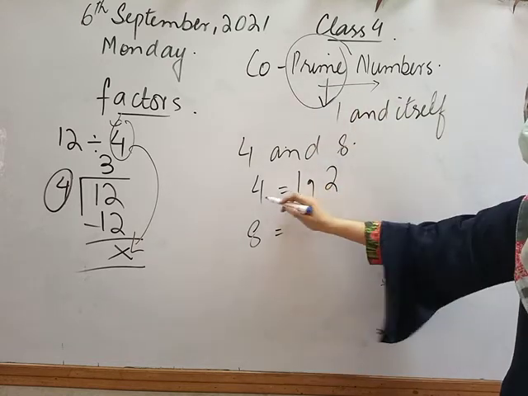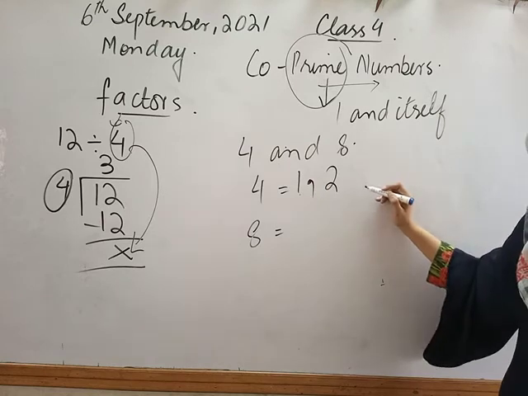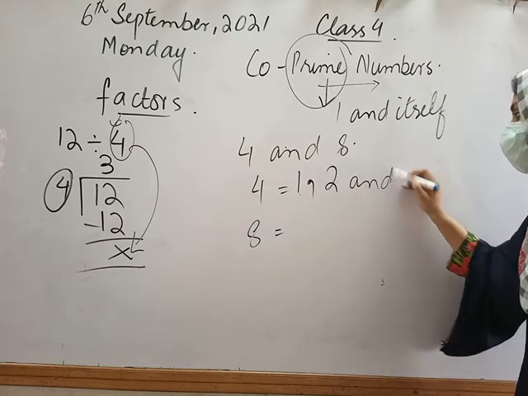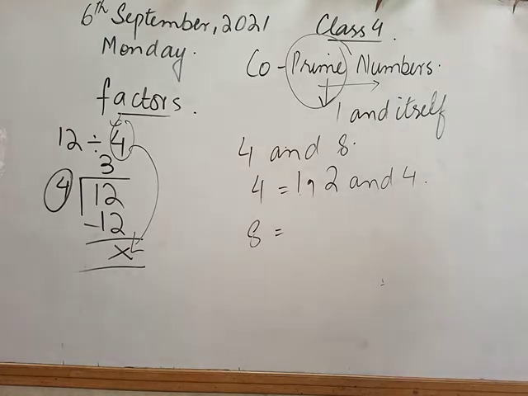Now 1 is a factor of every number, which I told you is the property of factors. 2 is also a factor. Now is 3 a factor of 4? No. So in the end we have 4 itself. 4 is a factor of itself, as you know, 1 times 4. Okay? So 4 is also a factor of itself.